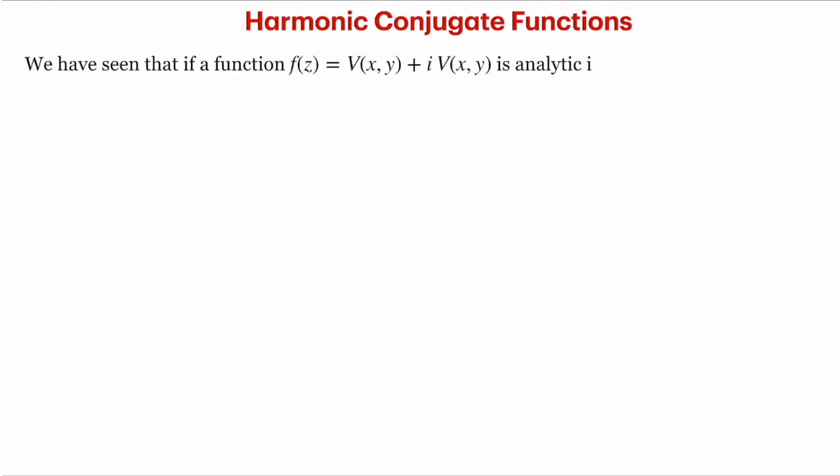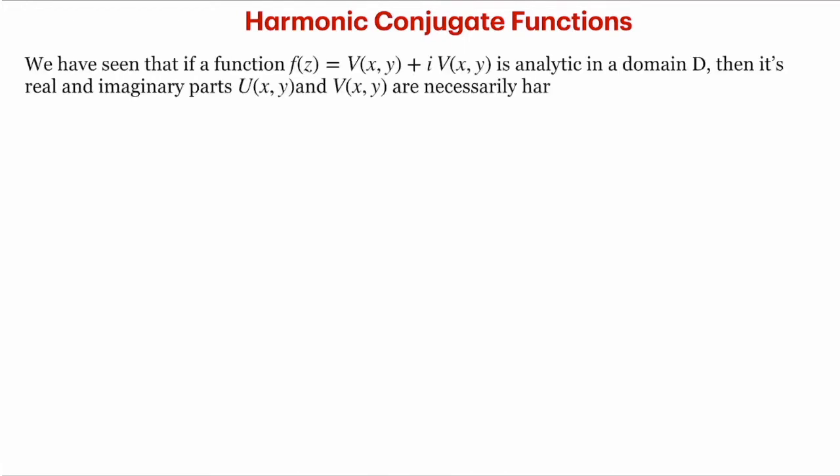Let's define what is called the harmonic conjugate function. We have seen that if the function f of z is equal to u of xy plus i times v of xy and is analytic in some domain, then both the real and imaginary parts u of xy and v of xy are necessarily harmonic. So this is a property of analytic functions. Both their real part and imaginary part are harmonic functions.